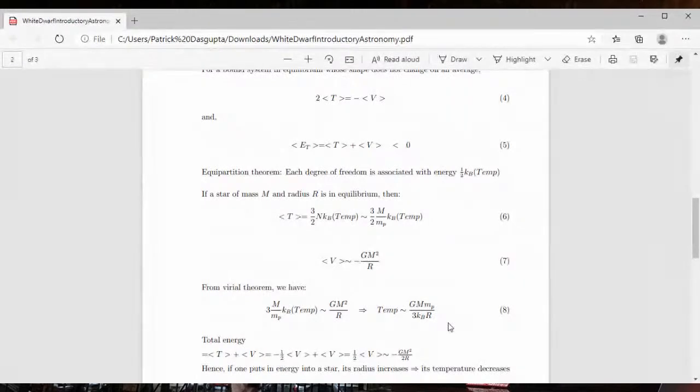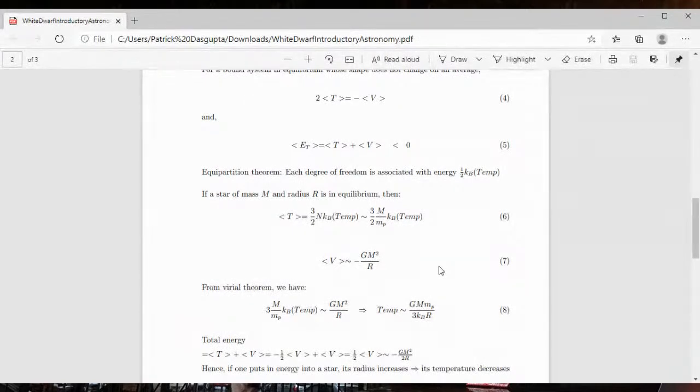Here, let us take a pause at equation 8. It tells us that for a star in virial equilibrium, if R is big, temperature is small. And if R is small, temperature is large for the same mass M.